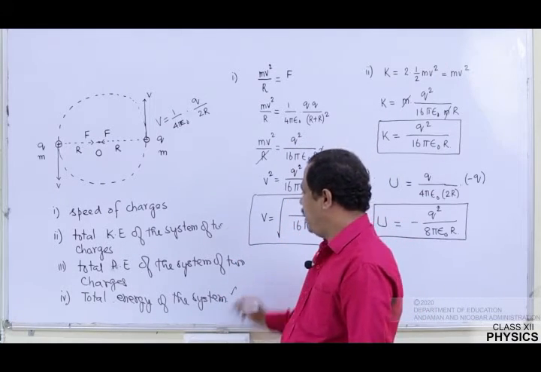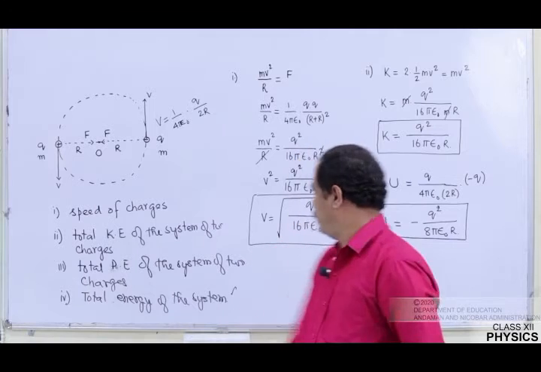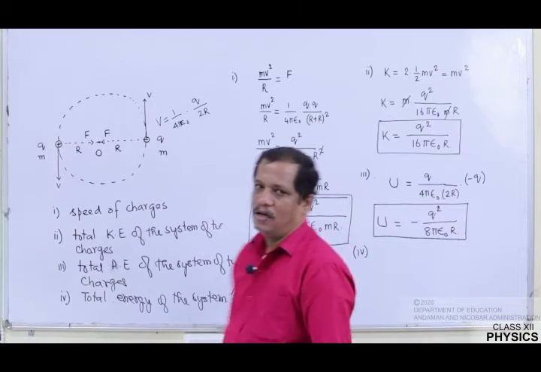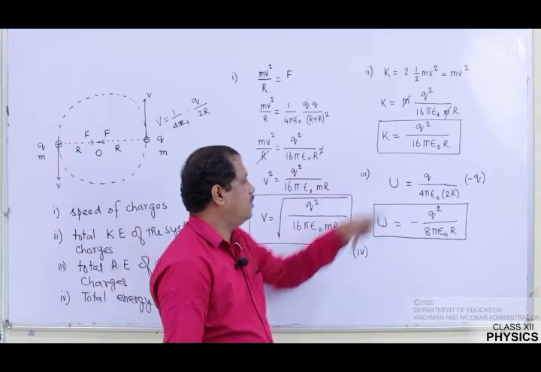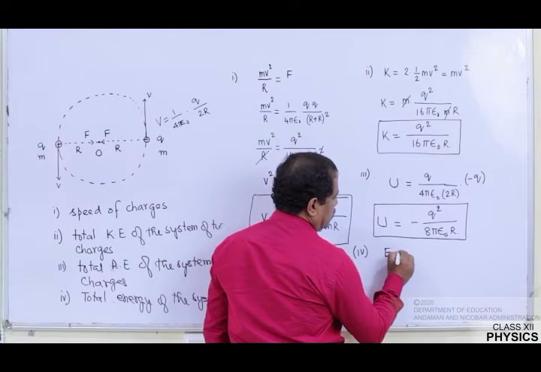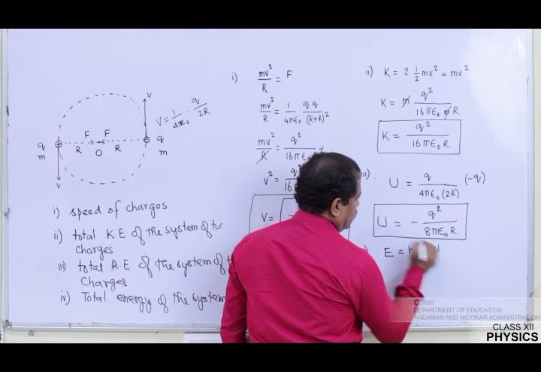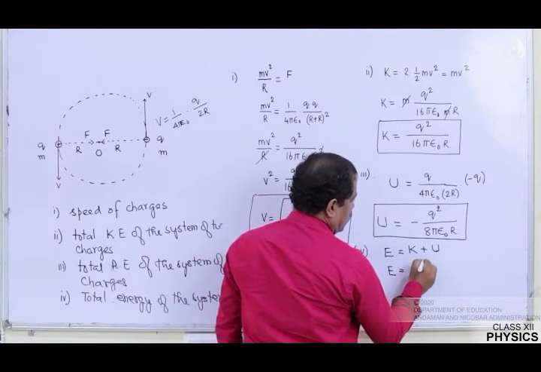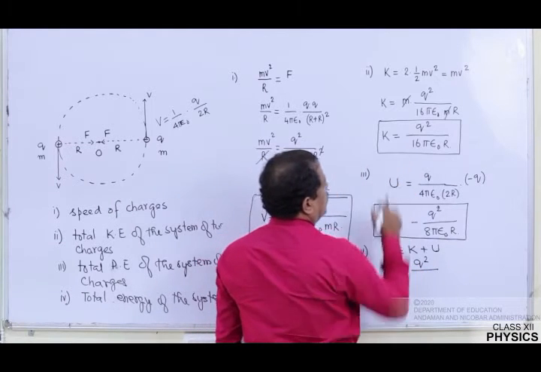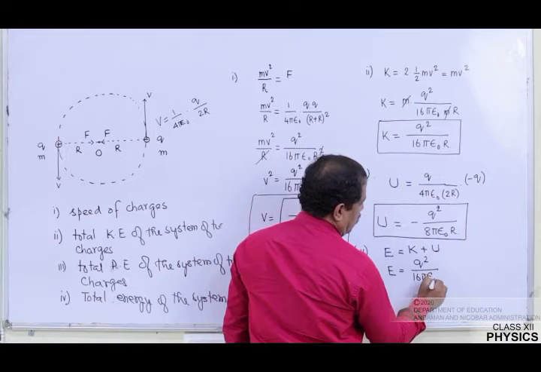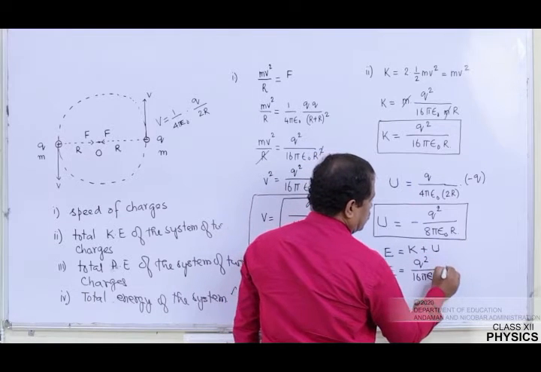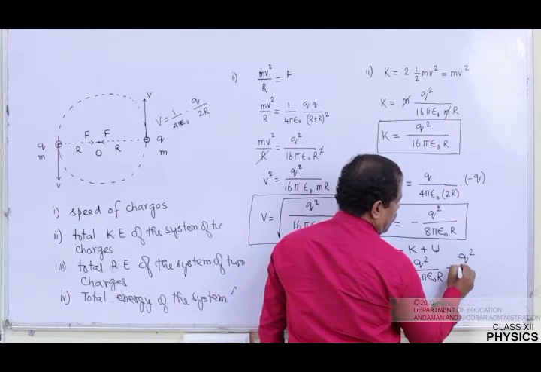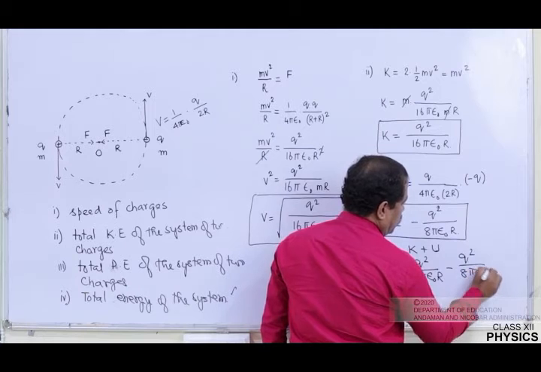Then the final question is to calculate the total energy of the system. So the fourth question: when I calculate the total energy of the system, I have to find the sum of kinetic energy and potential energy. So total energy of the system is equal to kinetic energy plus potential energy, and this comes out to be E is equal to K, which is Q square by 16 pi epsilon naught into R, plus, this is minus, so plus into minus is minus, Q square by 8 pi epsilon naught into R.